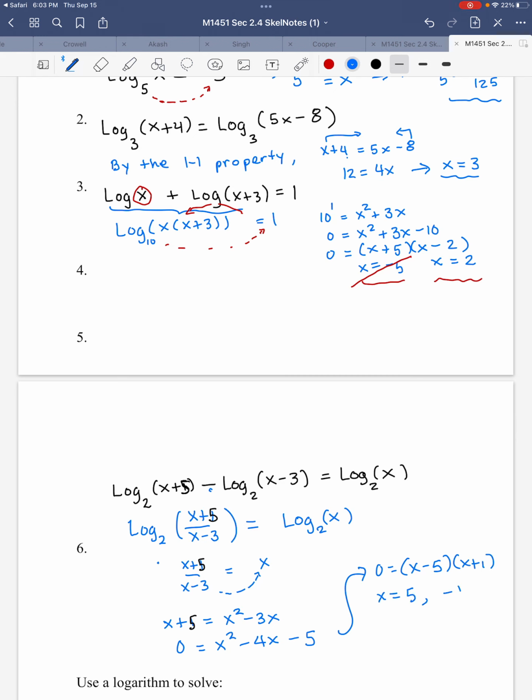And so we get two solutions. X is 5, x is -1. But again, I can't take the log of a negative number. So this one goes in the garbage. We keep that one.